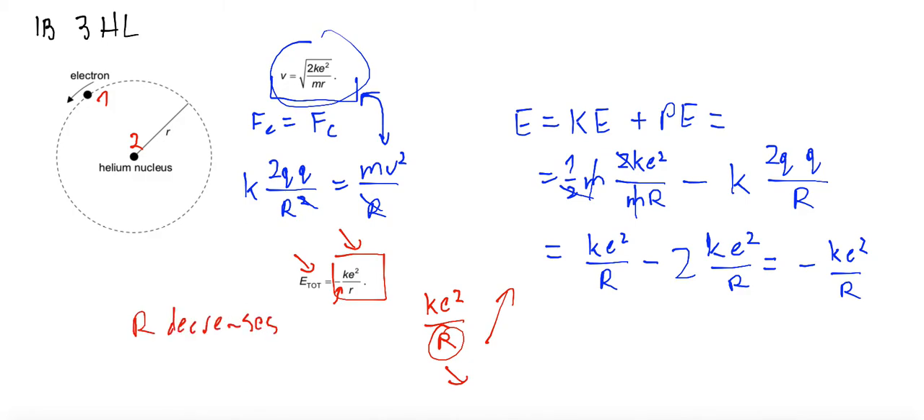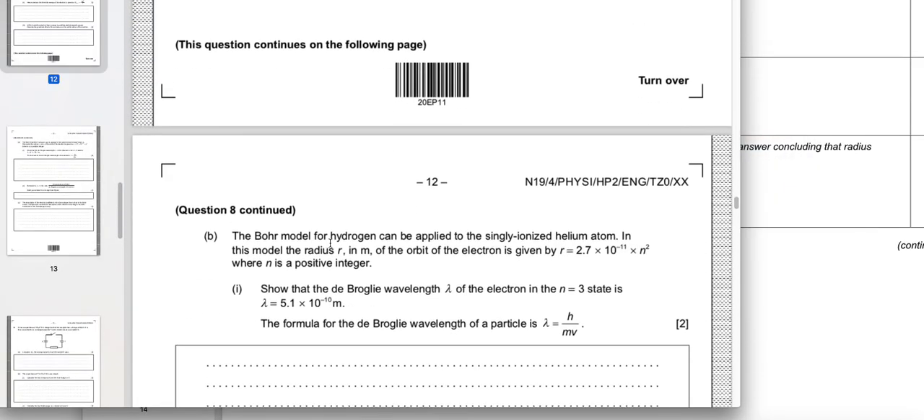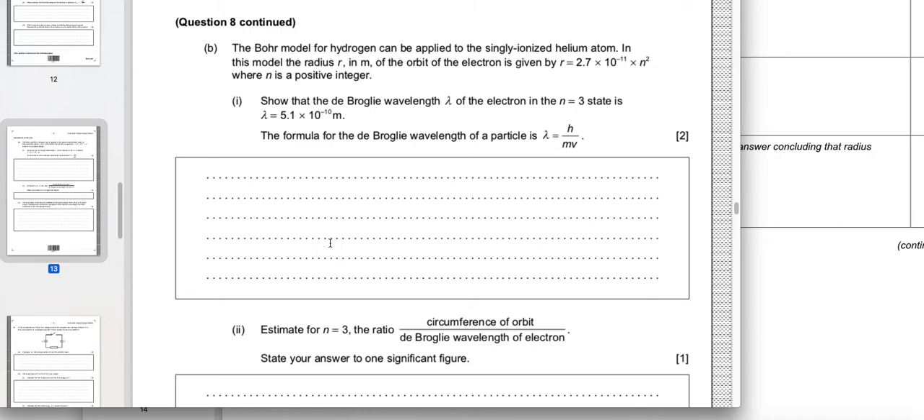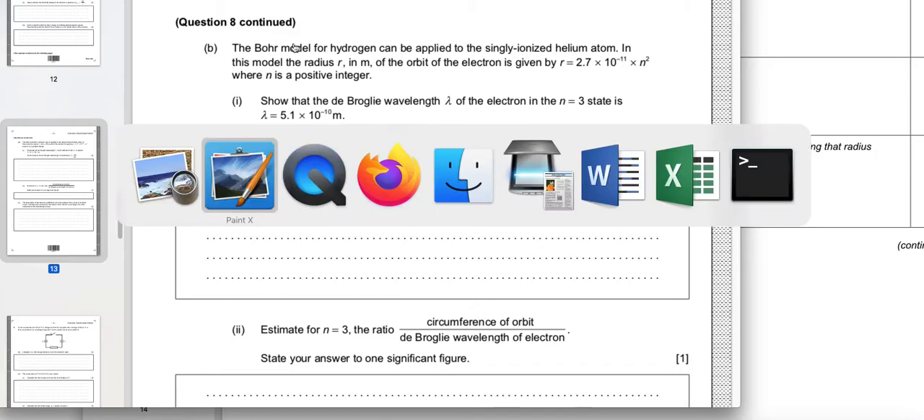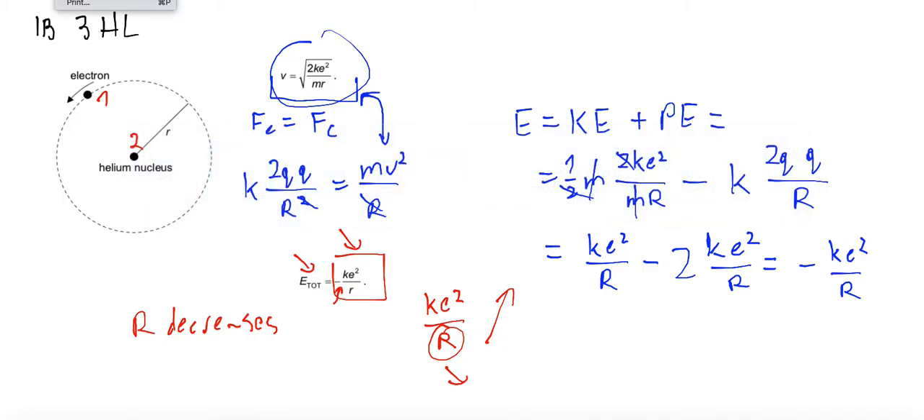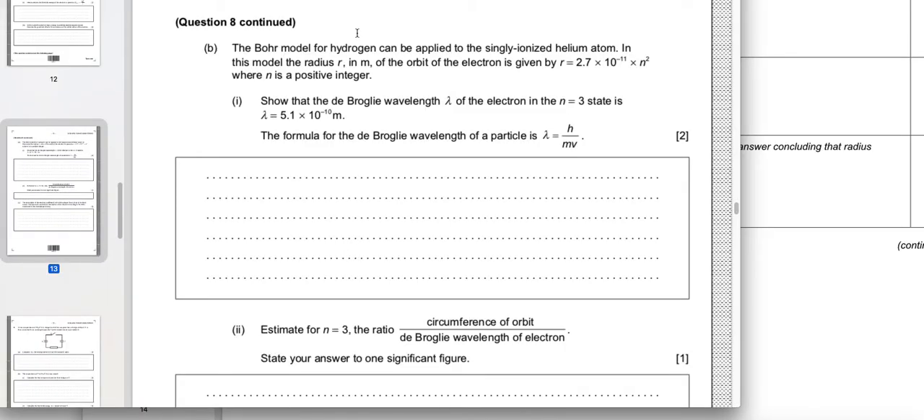You must show it by something like what I did. Okay, and the Bohr model of hydrogen can apply to the singly ionized helium atom. In this model, the radius r is given by 2.7 times 10 to the power of minus 11 times n squared, where n is a positive integer. So let me change the screen. Okay, so we know that r is given by 2.7 times 10 to the power of minus 11 times n squared.